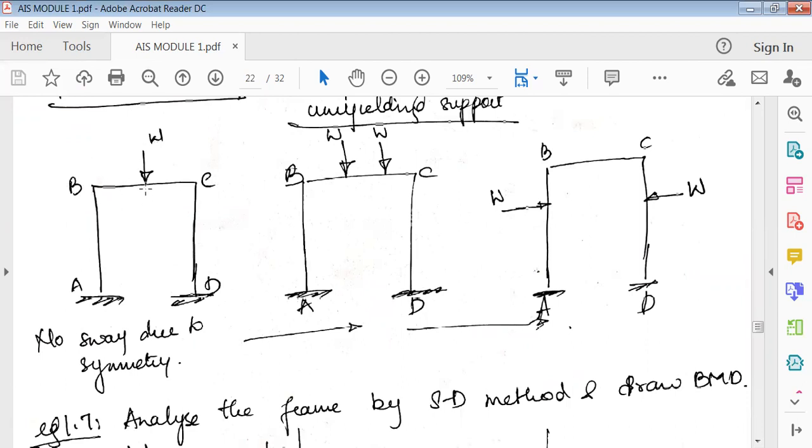In this beam, if you apply a load exactly at the center, because of its symmetry it will not sway. That means it will not move or bend. Similarly, in this case, A, B, C, D.